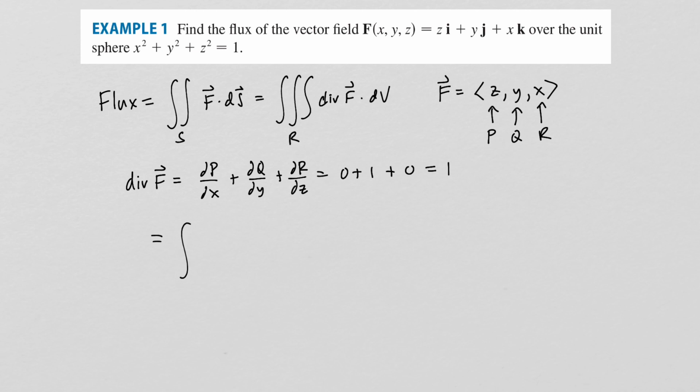And so this is going to be the triple integral over the region R of 1 dV. Now let's recall that when you do a triple integral of the function 1 dV, you are simply finding the volume of your region, and your region is the unit sphere. So we know the unit sphere has a volume of 4/3 pi times the radius cubed, but the radius is 1, and so 1 cubed is 1. And so this is simply 4/3 pi.